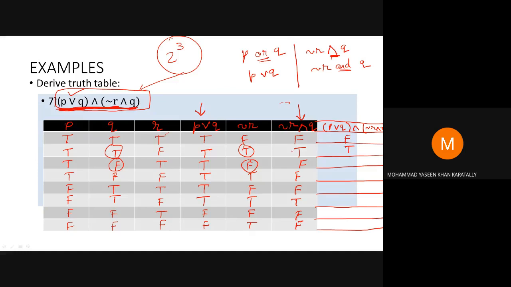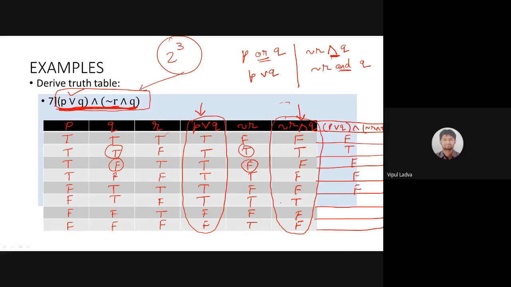False, true, false. We are looking to identify the conjunction of both of these. We are dealing with this and this. Yes, please go ahead. The third one, false. False, false, false. Wait, wait, true. True, false, false. Is that right?